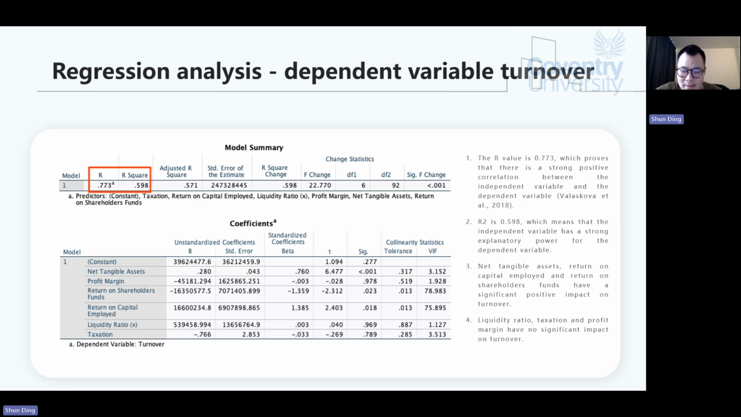R2 is 0.598, which means that the independent variable has strong explanatory power for the dependent variable.